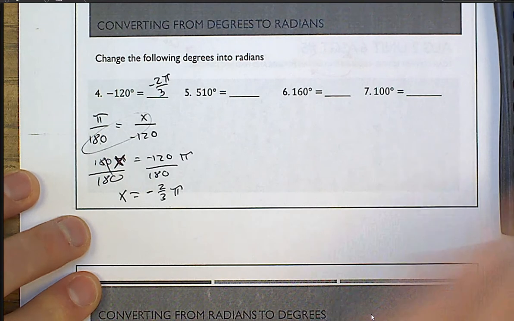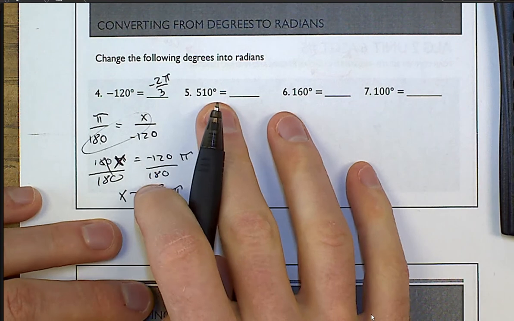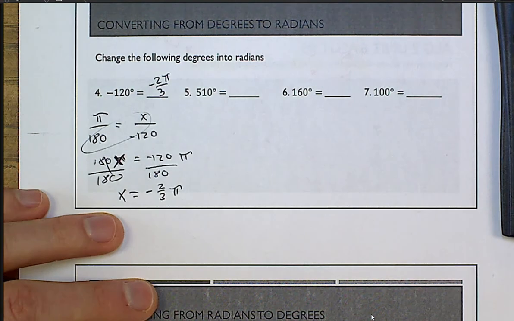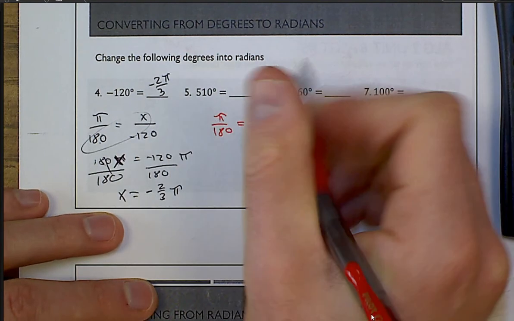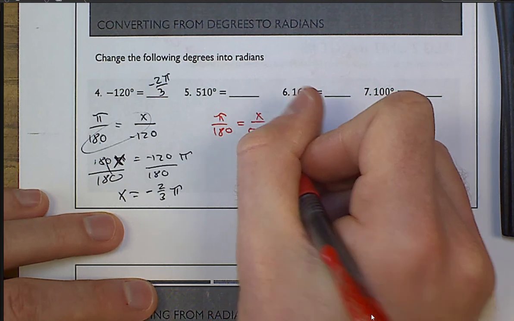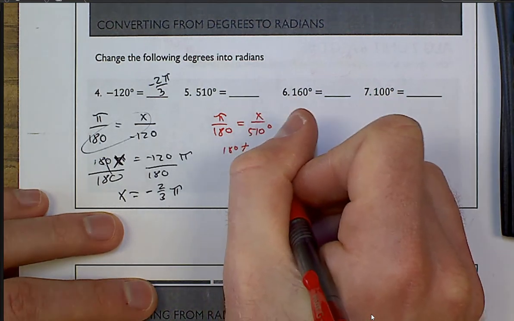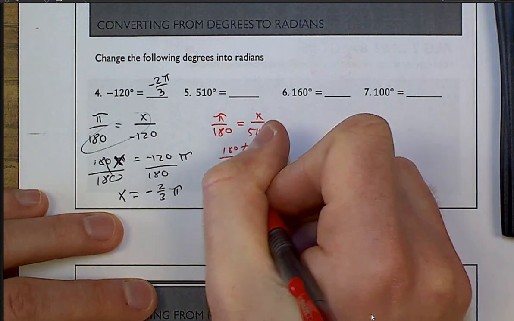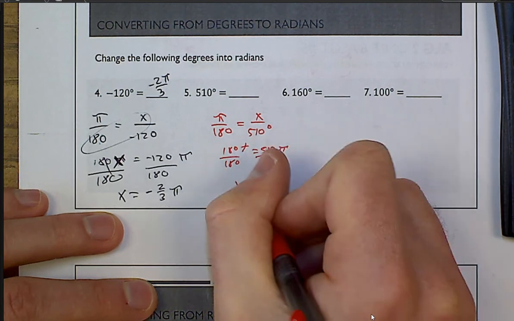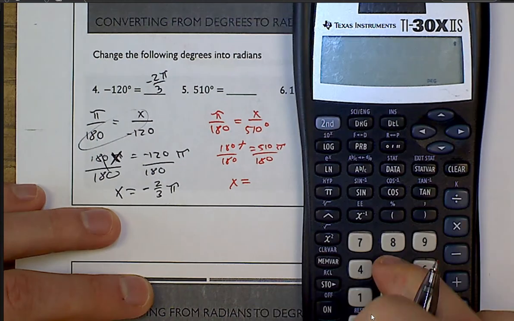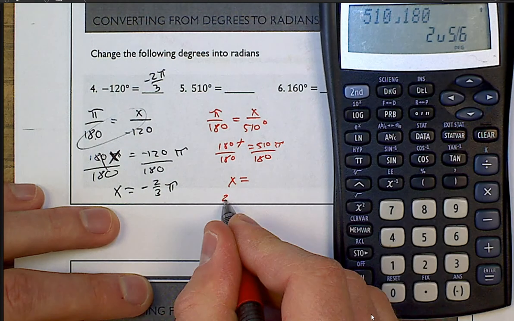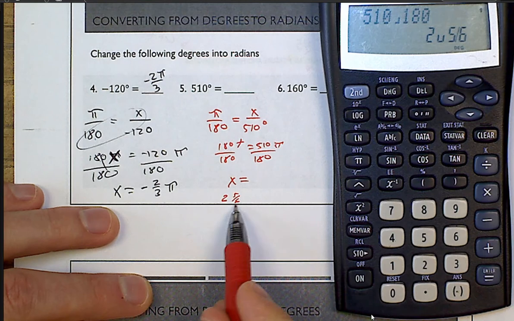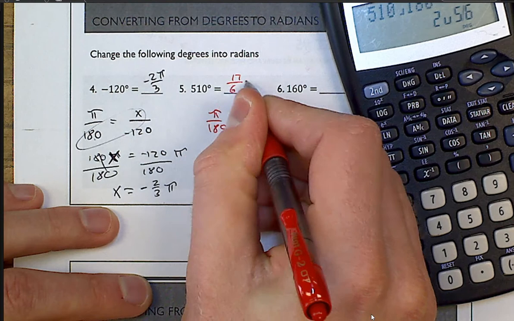If you want to try the rest of these, you can. Obviously 500 degrees is pretty big, but again, it's the same song and dance. It's pi over 180 equals x radians over 510 degrees. 180x equals 510 pi, divide by 180, divide by 180, and x equals, again, for sake of consistency, 510 fraction bar 180. It equals 2 and 5/6, but we want to make that an improper fraction. 6 times 2 is 12. 12 plus 5 is 17/6, so this would be 17/6 pi, because we want to leave it as an improper fraction.